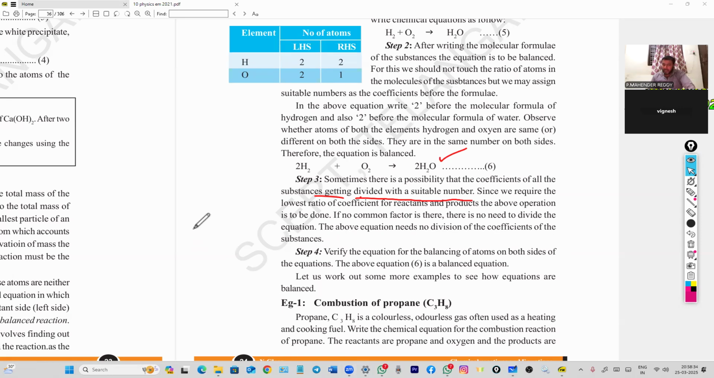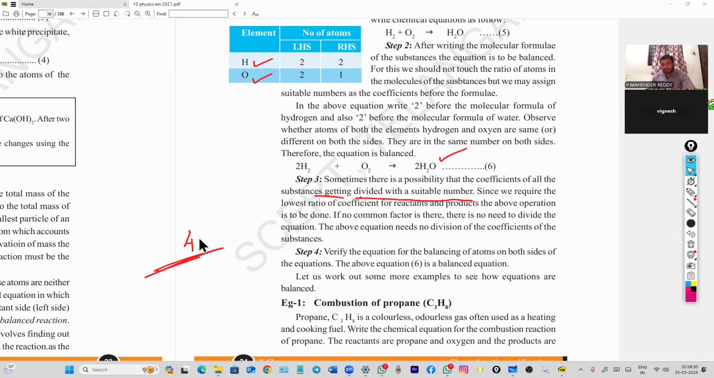But actually we have to write 4 steps. Minimum 4 steps we have to write. In the 4 steps we have to balance. Here 2 elements are there, because of this reason it is balanced in 2 steps only. If there are more than 2 elements, 3 or 4, it takes more steps.